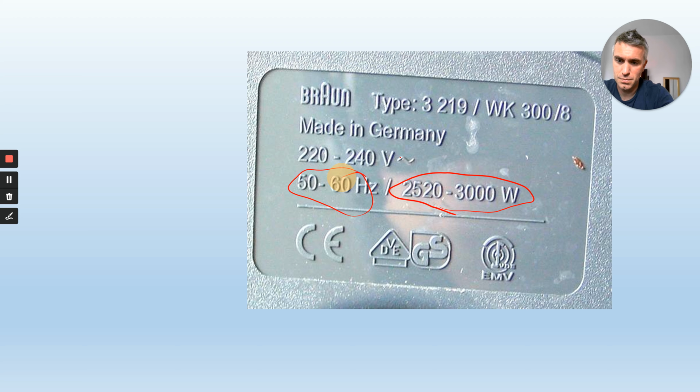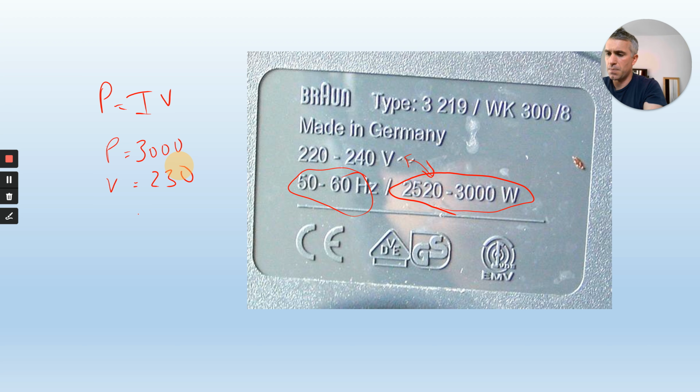But these two will allow us to work out many things, because we know P equals IV. So we know P, we know V, and we don't know I. P is, at the most, 3,000, and V is, in the UK, 230. So if we do 3,000 divided by 230, that gives us 13 amps, which is quite a lot, high current. So the power rating for that device is between 2,500 to 3,000 watts.